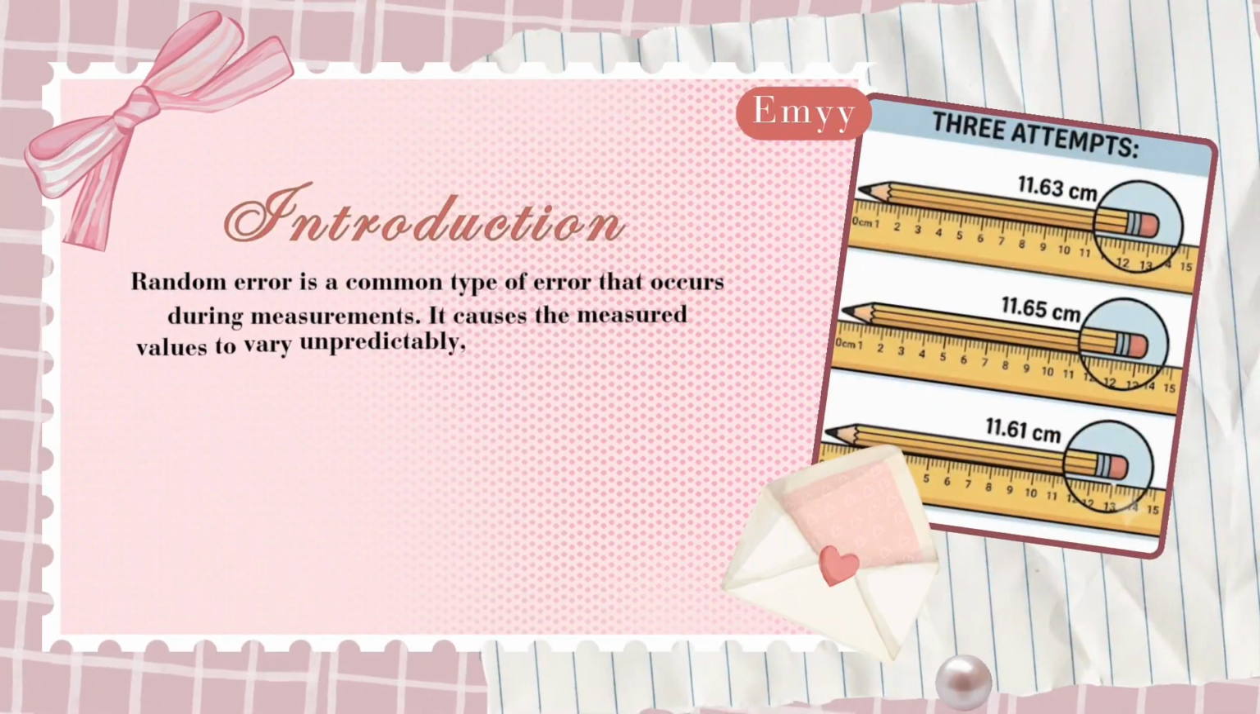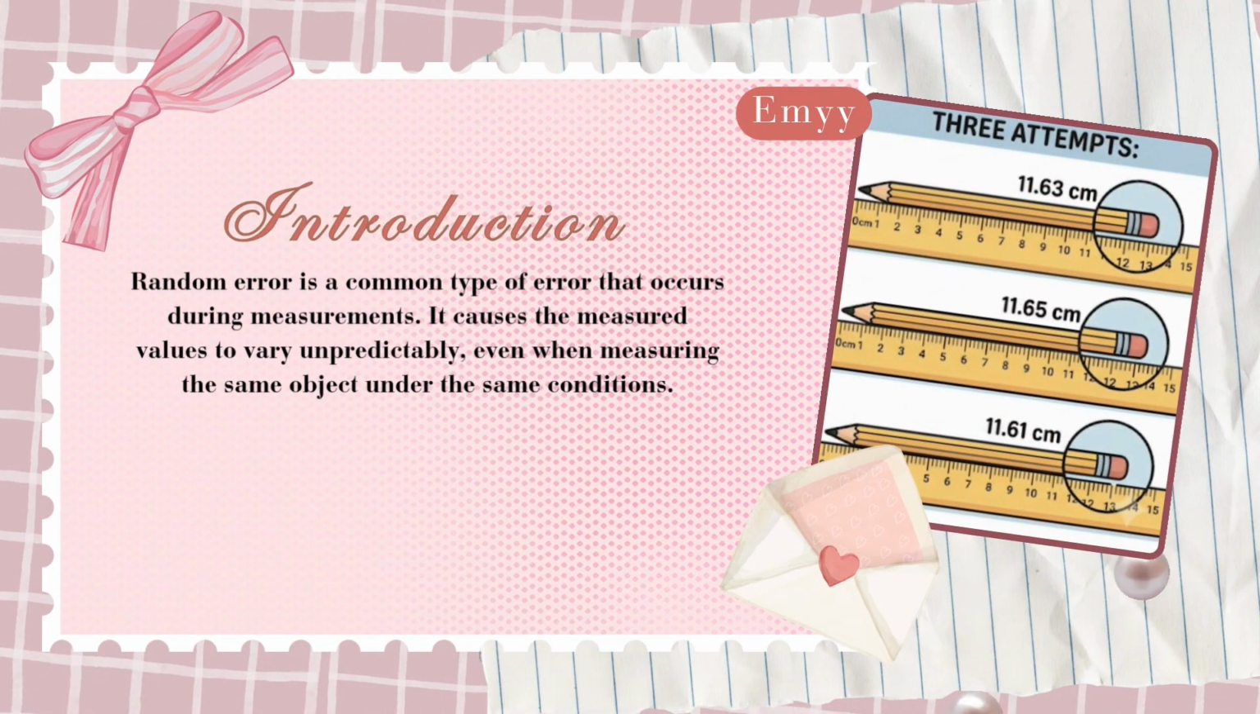My name is Amelia. So to begin, I will explain the introduction to random errors. A random error is a common type of error that occurs during measurements. It causes the measured values to vary unpredictably, even when measuring the same object under the same conditions.